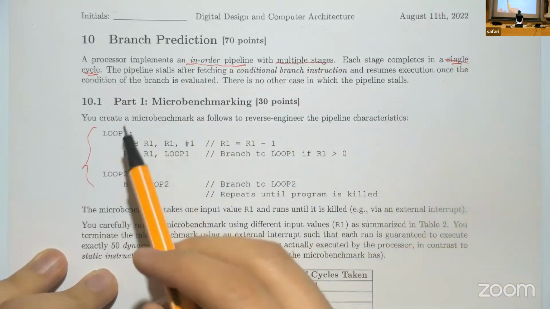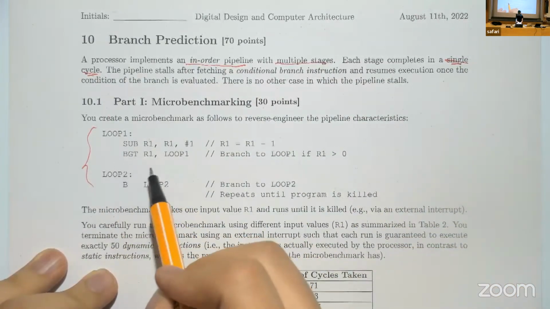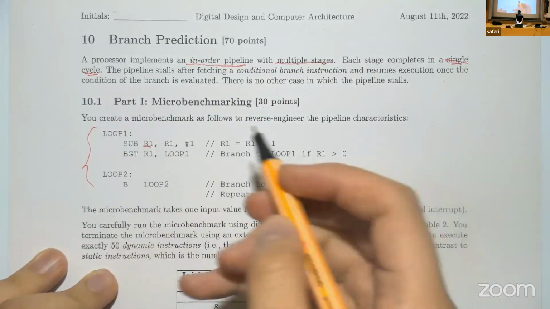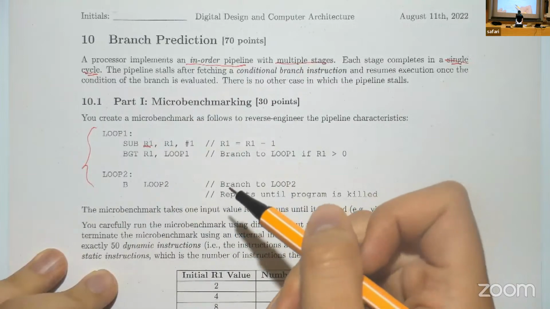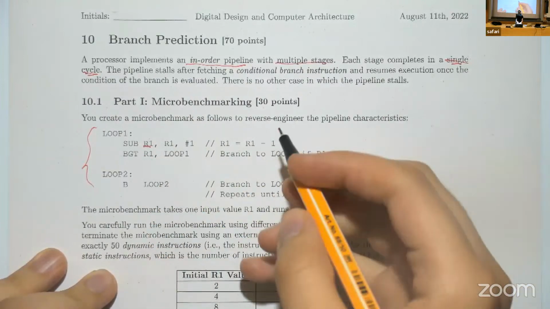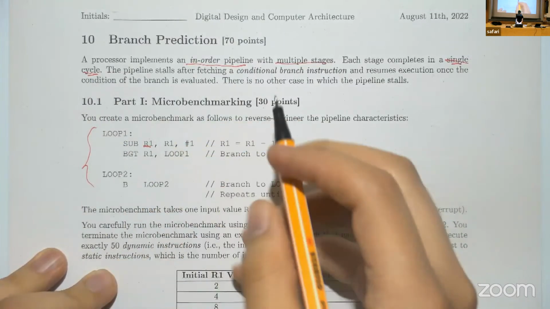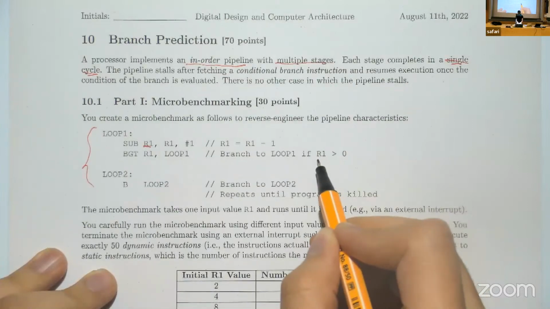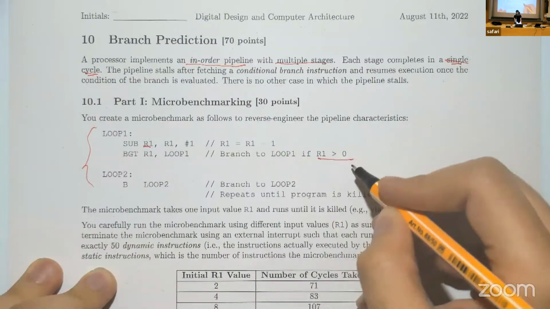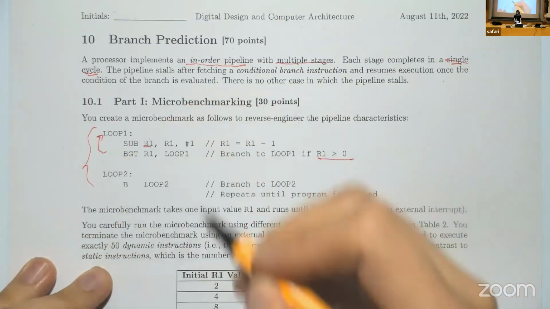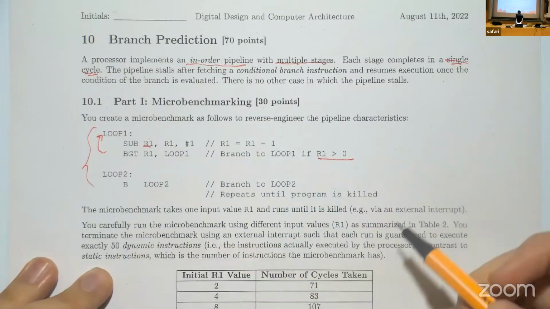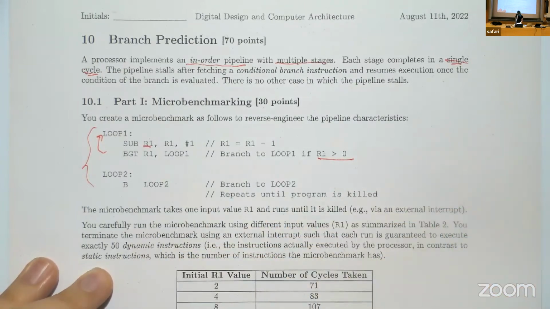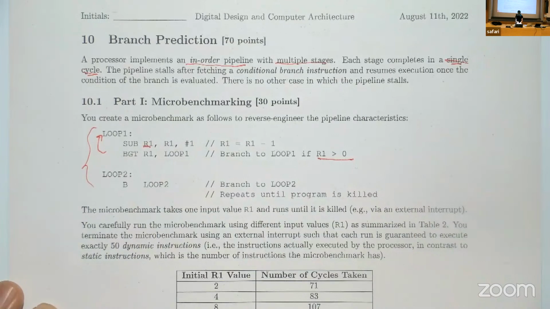In here we see 2 loops, and one loop depends on the value of this register, which is R1. We subtract 1 from R1 in each iteration of the loop, and we check if it's greater than 0 or not. If it's greater, we go back to the loop here. The second one is not important because it's not conditional. So in here we have a table with the results for some R1 values. We know how many cycles they take to complete.